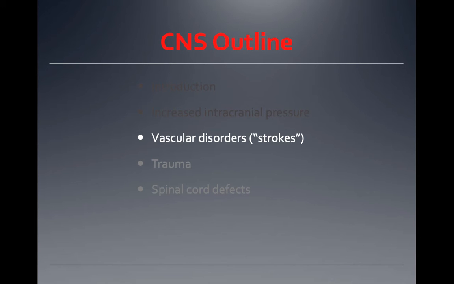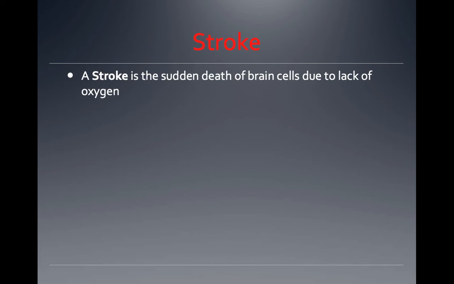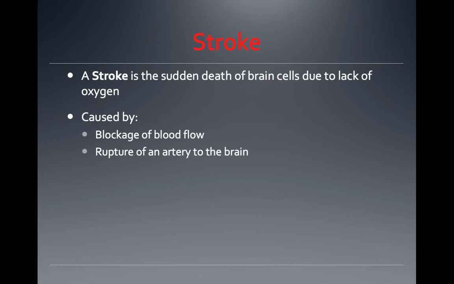We're going to start out talking about strokes, or what's referred to as vascular disorders. A stroke is the sudden death of brain cells due to a lack of oxygen. This can be caused by blockage of blood flow or rupture of an artery to the brain. So either way, there's not enough oxygen getting to the brain cells. Now we will talk about this, but rupture of the artery can cause other damage besides just hypoxia.